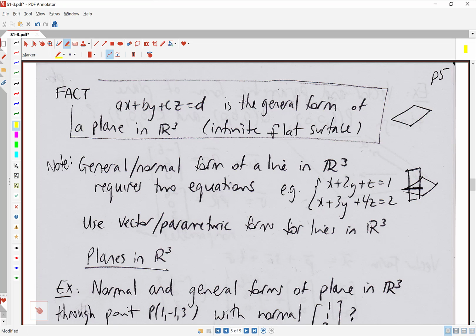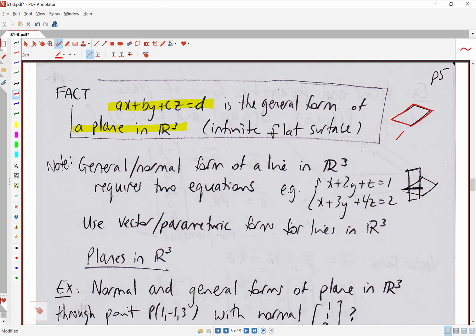Now let's look at a fact. If someone gives us an equation like ax plus by plus cz equal d, that represents a plane in R3. So we're talking about an infinite flat surface, think something like the xy plane, except it could be tilted in space. So usually when we're talking about these planes, we just represent them as parallelograms like that.